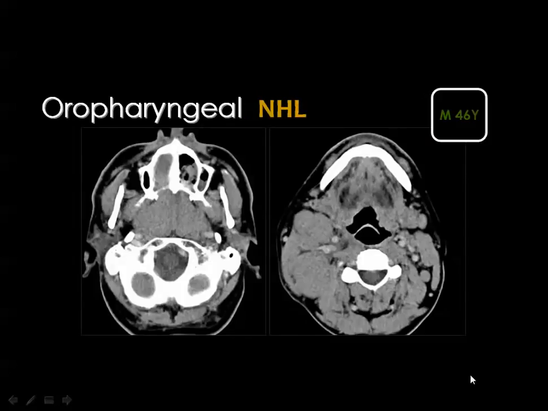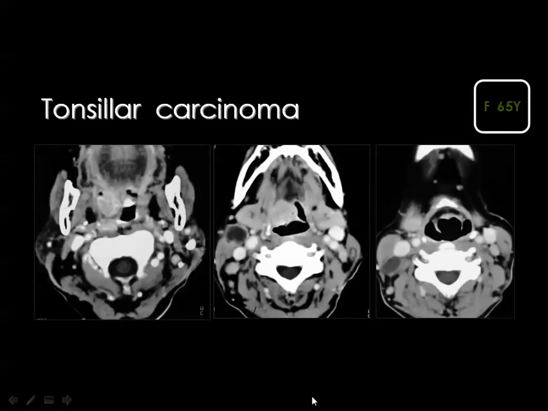Also, lymphoma can occur in the oropharynx. You remember this case of non-Hodgkin lymphoma of the nasopharynx, which has extended a little bit inferiorly to encroach on the oropharynx as well. And you remember the bulky, homogeneously enhanced lymphadenopathy. And if you look on the opposite side, you can see also some lymph nodes. This is a lymph node, and this is another one. But this is the submandibular salivary gland, and this is the right submandibular salivary gland.